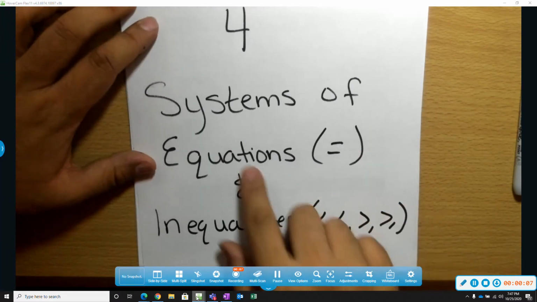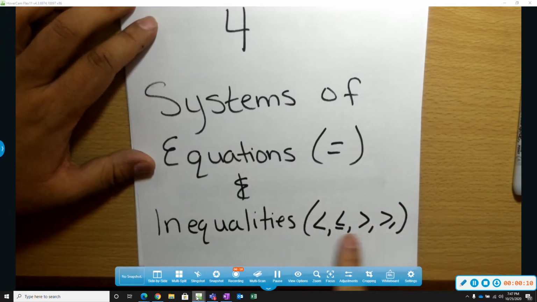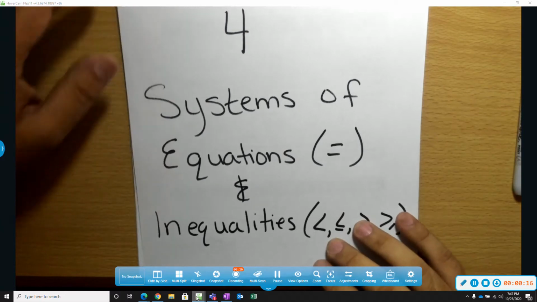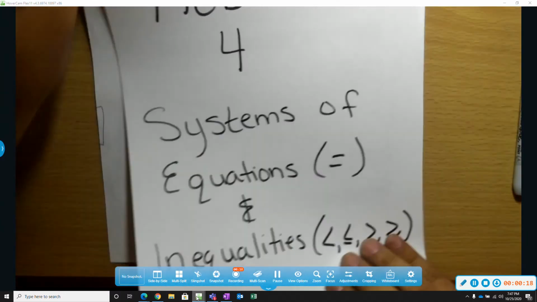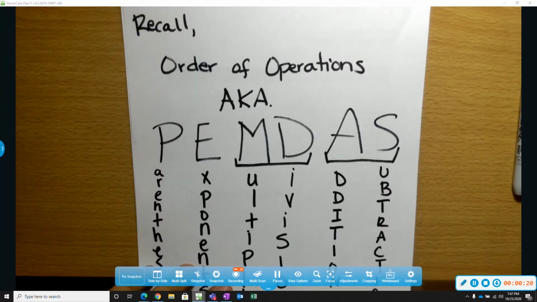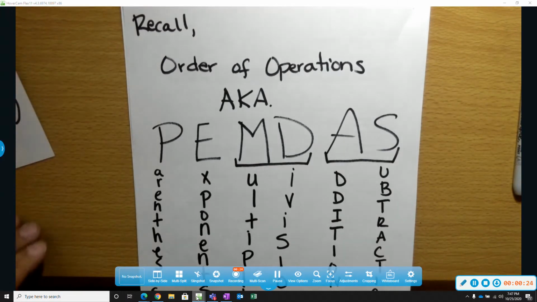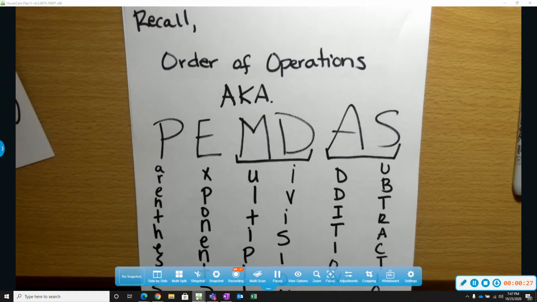Equal signs and inequalities, which deal with these symbols here, which we're going to introduce in a later lesson. Today we're only going to work with expressions, but we have to recall some important rules. We have to recall order of operations, also known as PEMDAS. You may have learned this in a previous math class, and that is awesome if you did, and if you did not, then that is okay as well.